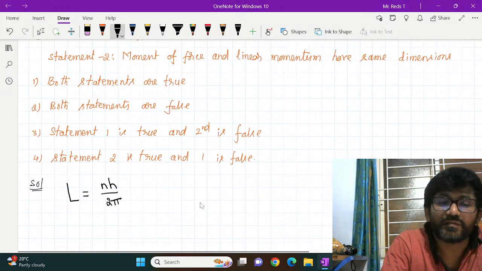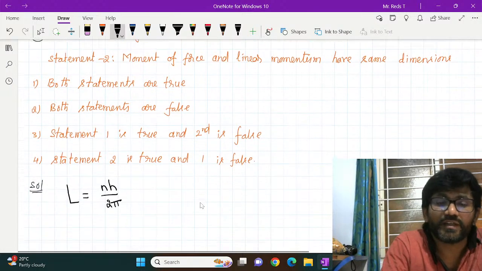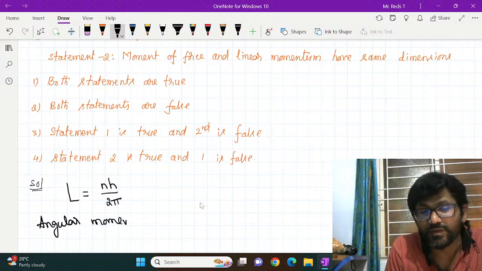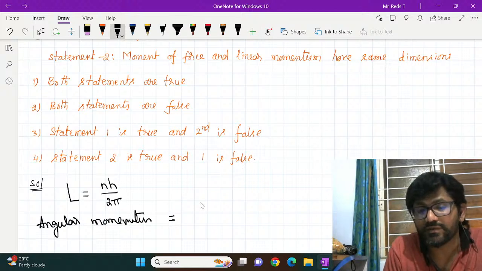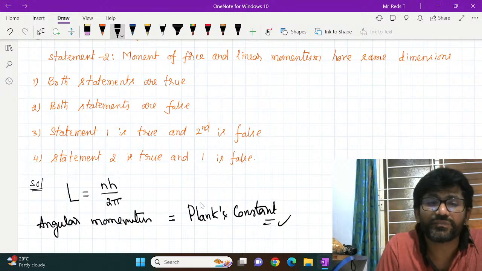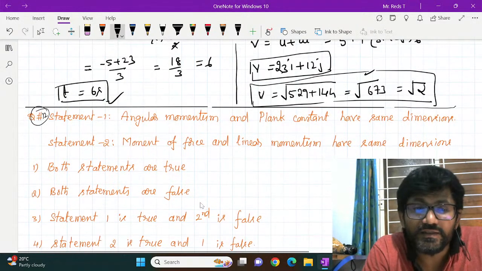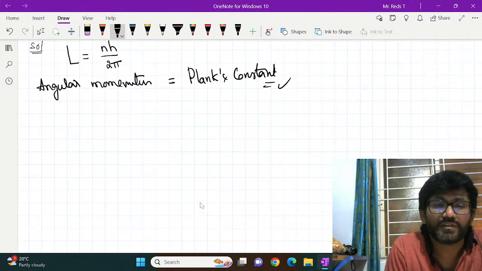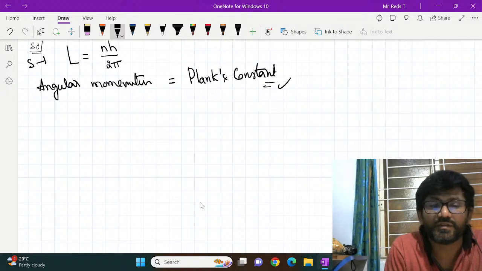So L is angular momentum, numerically equal to Planck's constant, which means the units and dimensions of both are the same. So the first statement is true. What about the second statement? Moment of force and linear momentum. This is statement 1.